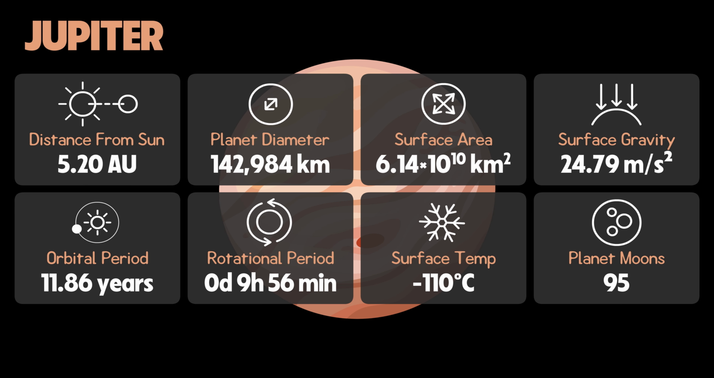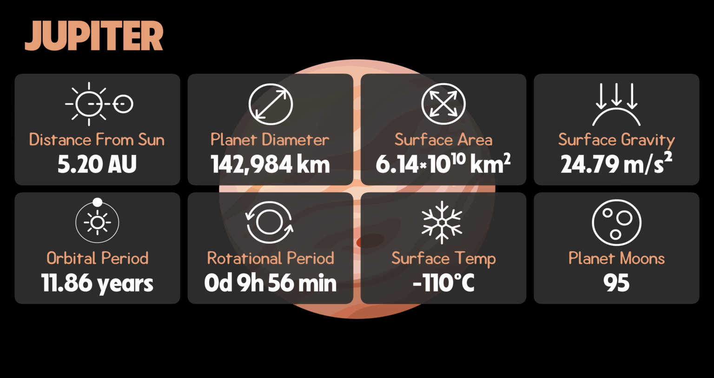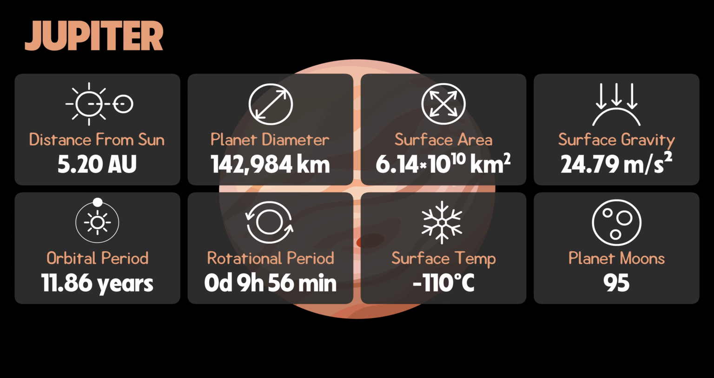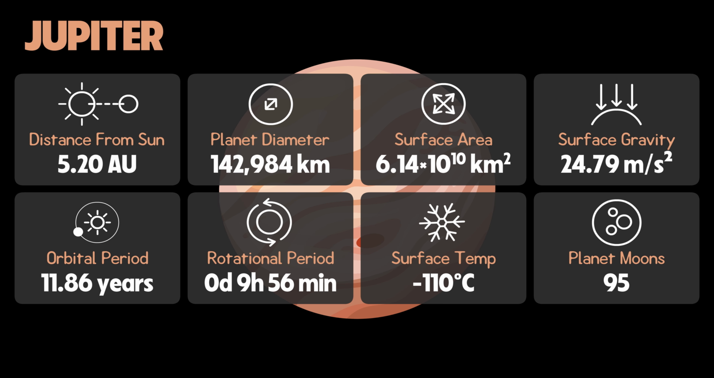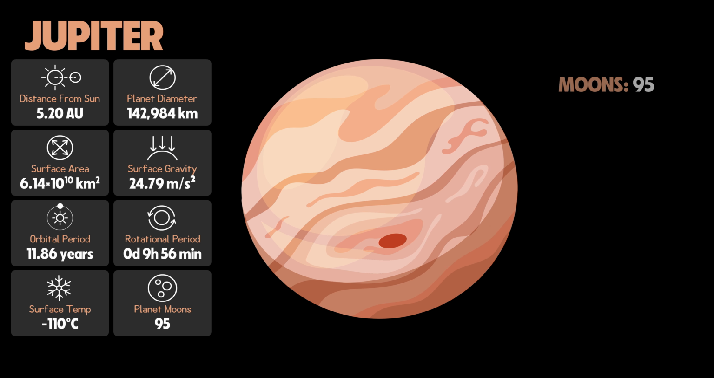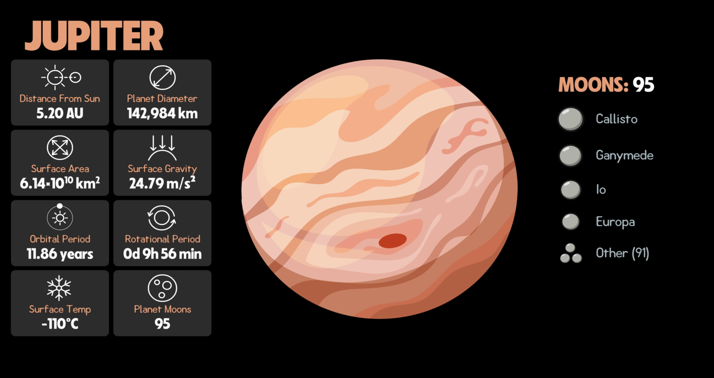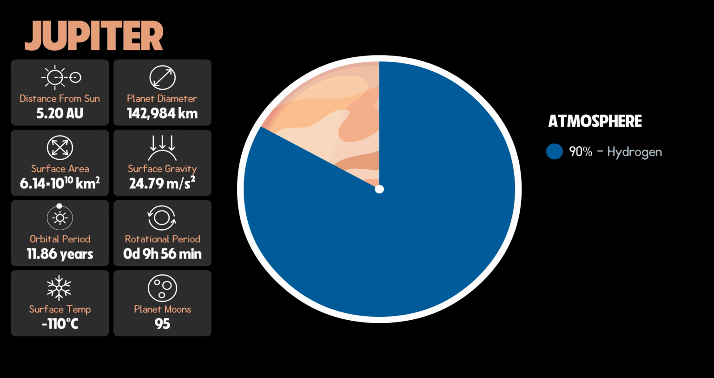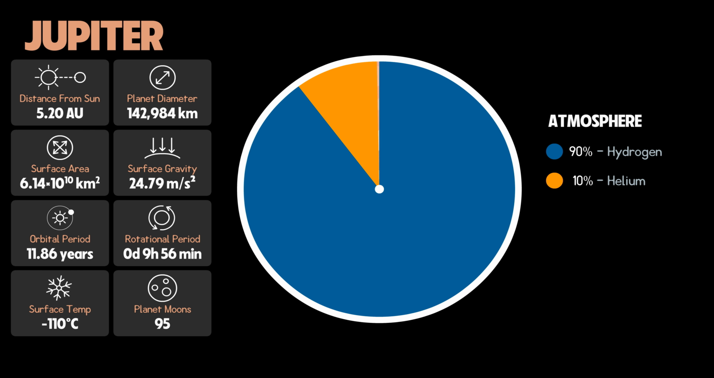Jupiter, known for its colossal size and powerful gravity, spins through a rotation in under 10 hours, making it one of the fastest spinning planets. It orbits the Sun at a distance of about 5.2 astronomical units. Jupiter has 95 known moons, with the four largest known as the Galilean moons: Callisto, Ganymede, Io, and Europa. The atmosphere is predominantly composed of hydrogen, with helium as the second most abundant element.